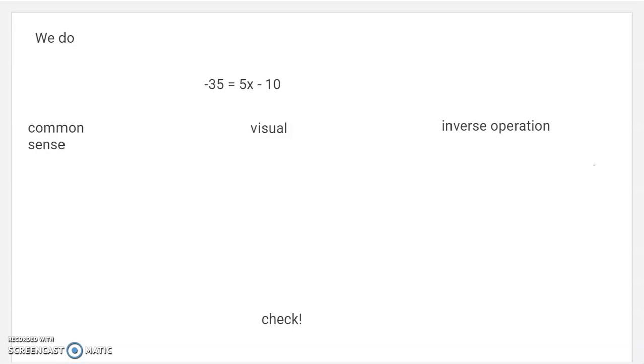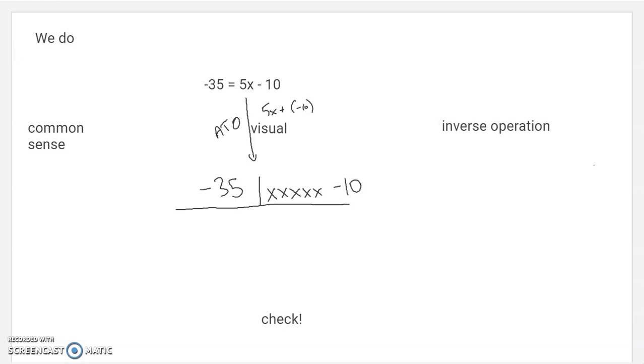Okay. So if we use the visual strategy, I'm always going to advise that you rewrite this with add the opposite. So negative 35 on this side, it's going to be 5x plus negative 10 if I use add the opposite. Rather than trying to show minus 10, which I can't do, I'm going to show plus the opposite of 10. So here's your new part.